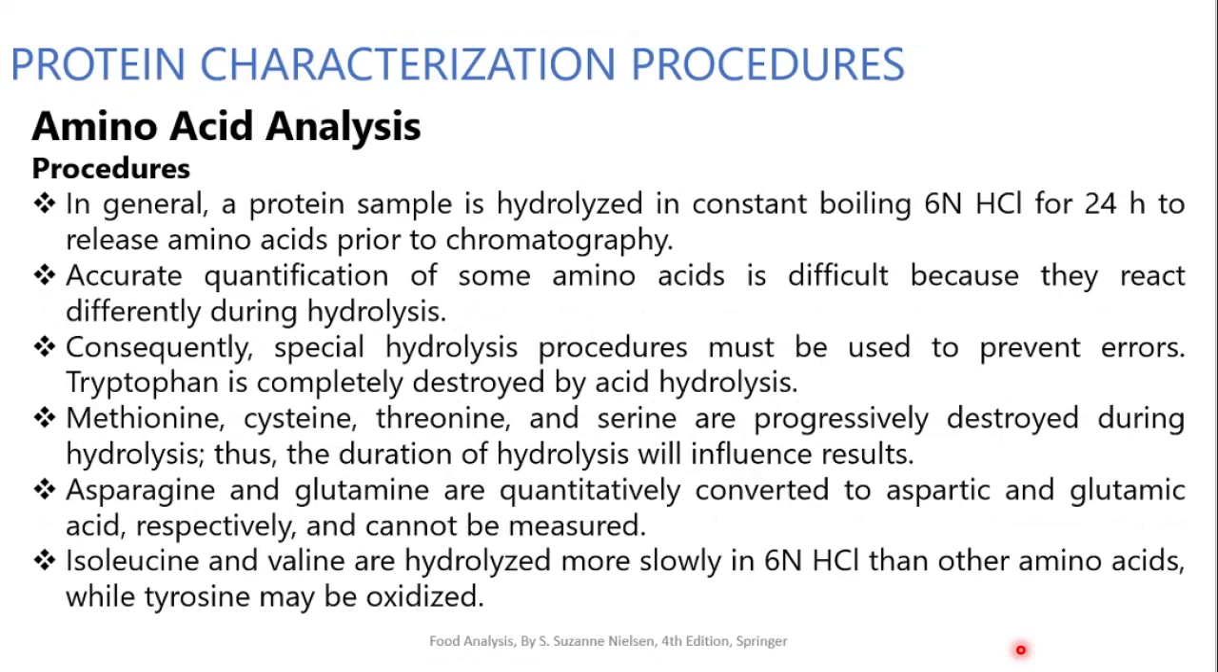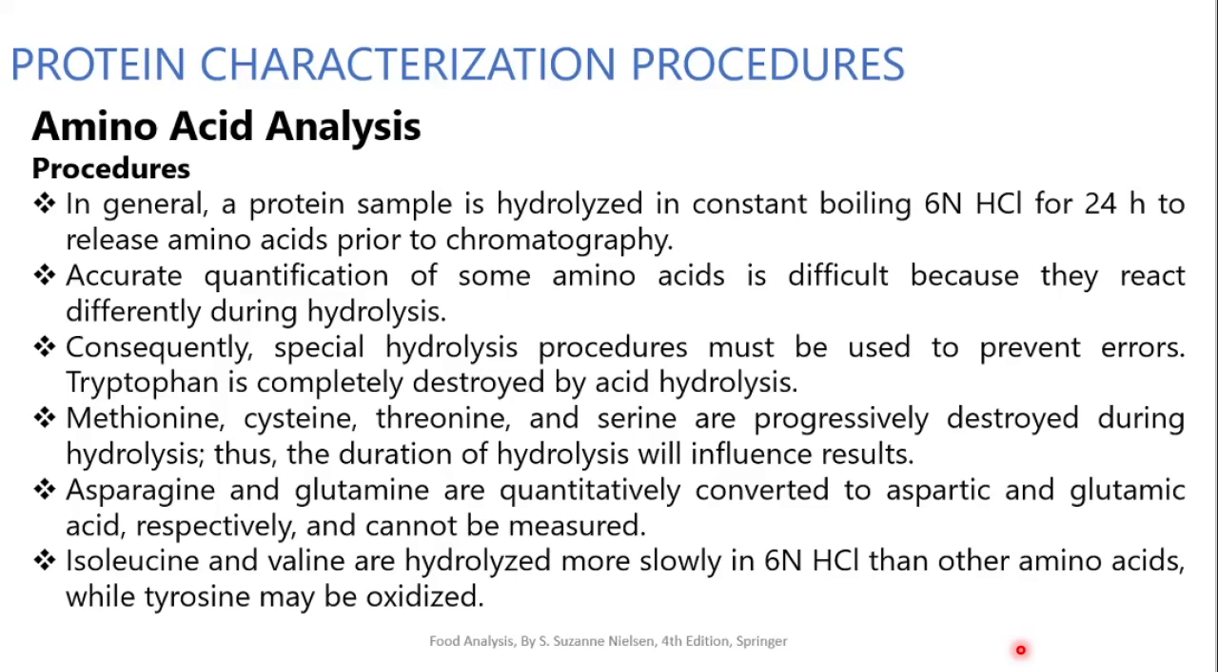Now, what is the procedure? In general, a protein sample is hydrolyzed in constant boiling 6 normal HCl for 24 hours to release the amino acids prior to the chromatographic separation. So here we have to first hydrolyze with a strong acidic condition. This is because proteins are very big molecules bonded with peptide linkages, and in order to analyze the amino acids we have to break down these molecules, and for that purpose we have to constantly boil the samples for 24 hours.